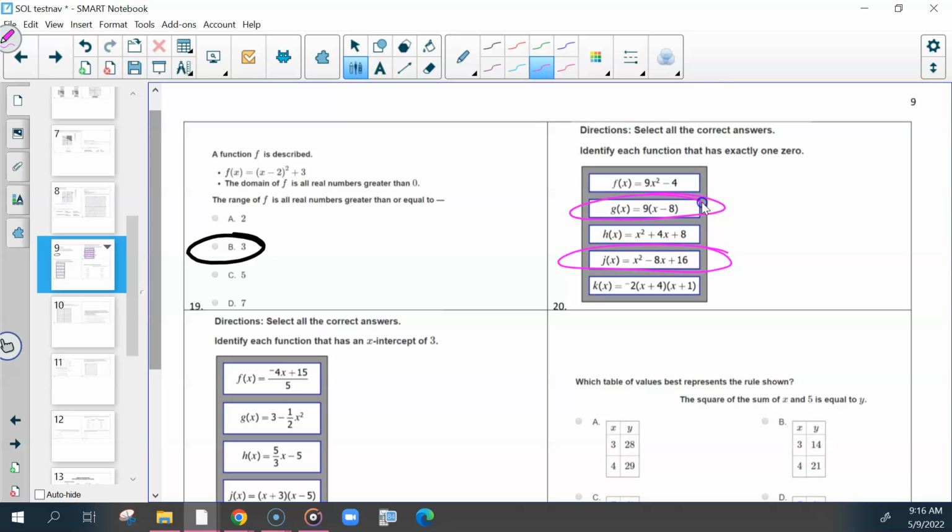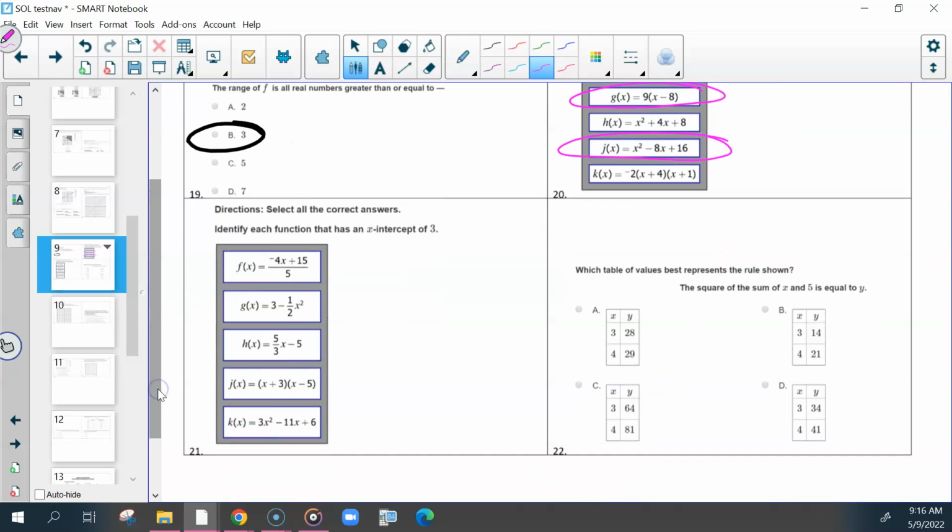For number 21, you could do the same thing. Put each of these answers into Desmos and see which one is going to give you an x-intercept of 3. If you wanted to solve them algebraically, you would have to put 0 in for each of your y values and then start solving.